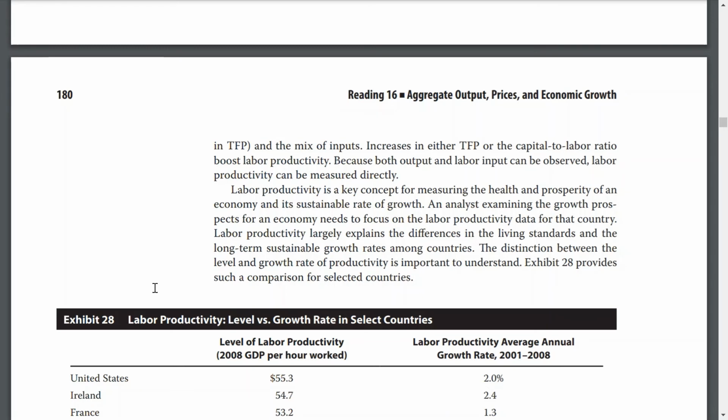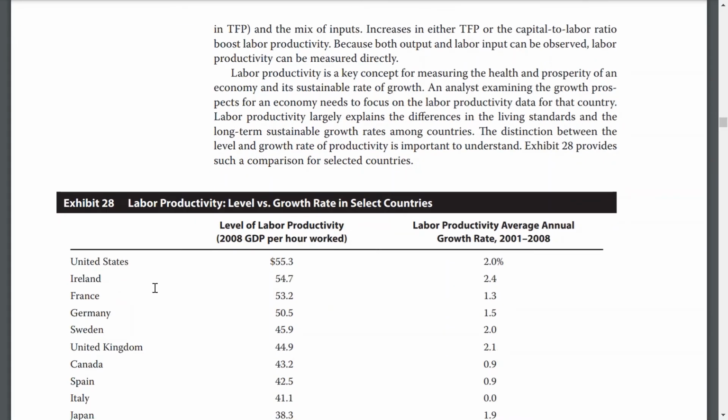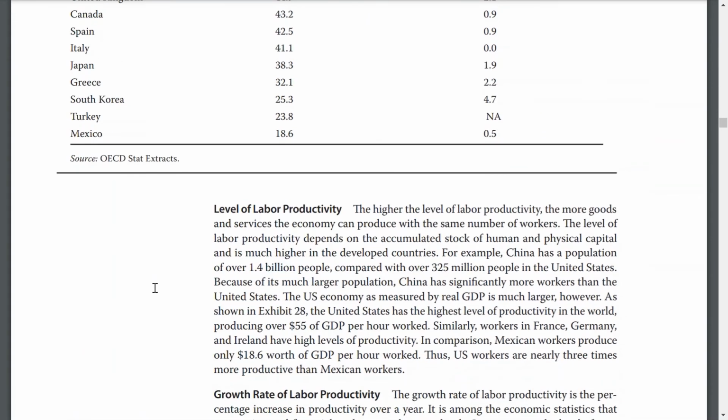Labor productivity is a key concept for measuring the health and prosperity of an economy and its sustainable rate of growth. An analyst examining the growth prospects of the economy needs to focus on the labor productivity data for that country. Labor productivity largely explains the differences in living standards and the long-term sustainable growth rate among countries. The distinction between the level and the growth rate of productivity is important to understand. Exhibit 28 provides such a comparison for selected countries. Level of labor productivity. The higher the level of labor productivity, the more goods and services the economy can produce with the same number of workers.